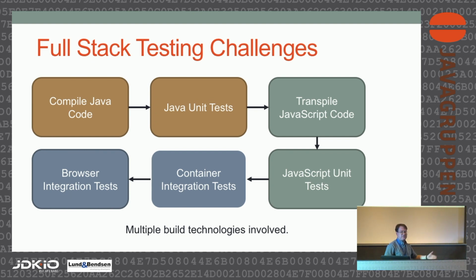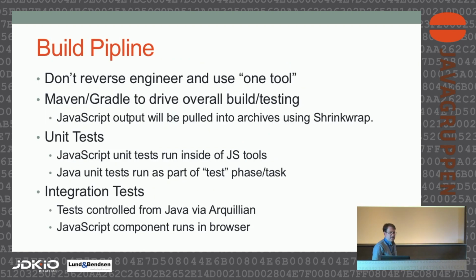So you've got multiple levels of testing. You're doing testing of your back end, you're doing testing of your front end, you're doing testing both together. And having seen people don't reverse engineer and try to use one build tool, use Maven and Gradle to drive the overall build and testing, the JavaScript output would be pulled in using ShrinkWrap. So for unit tests that are being done over in JavaScript land, you use the npm tools, you use the JavaScript testing tools in order to do that, and you integrate it into your build that way.